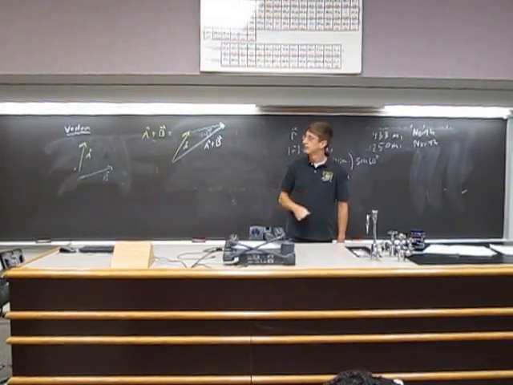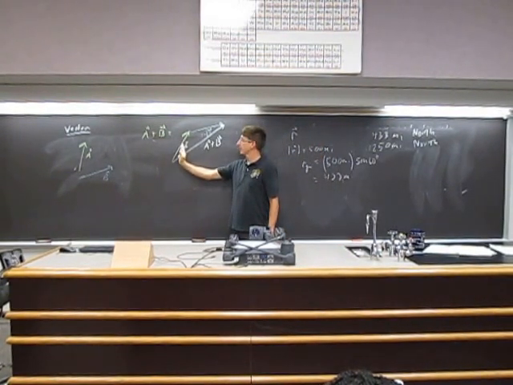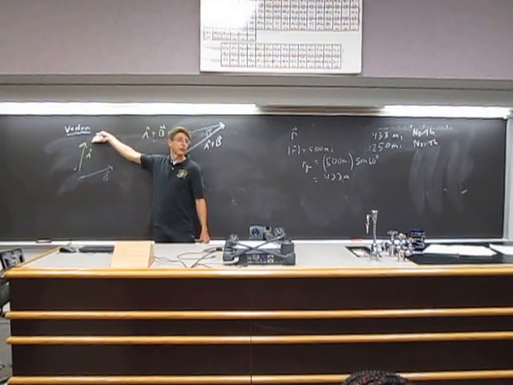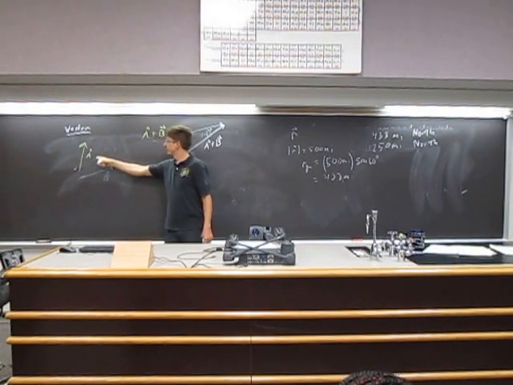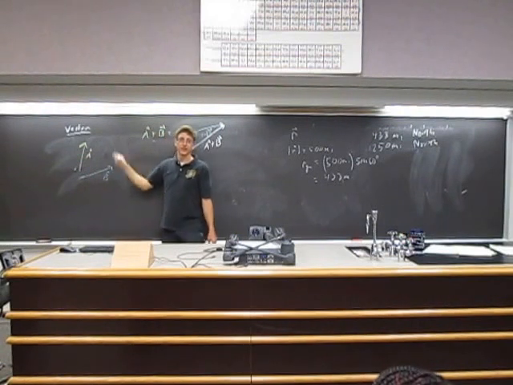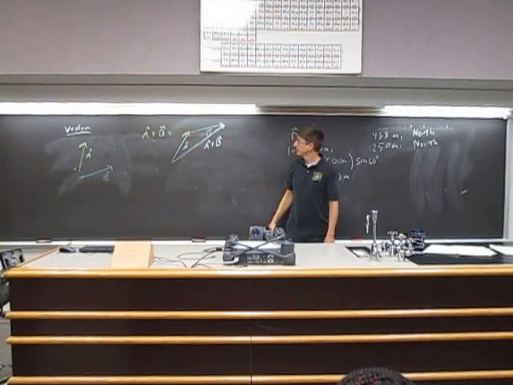Okay? So graphically, this is how you add vectors. You just kind of imagine moving this over to here, and then draw the sum of the vectors from the tail of the first to the head of the second. Does that make sense?